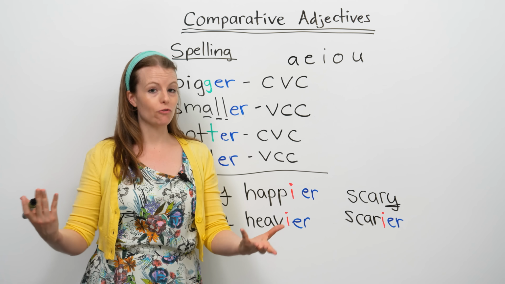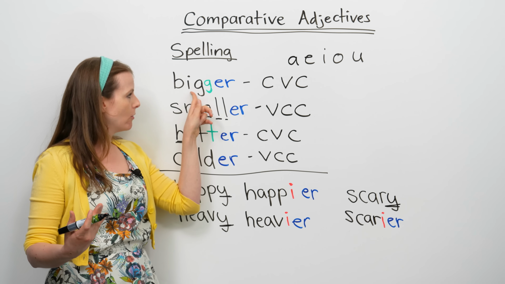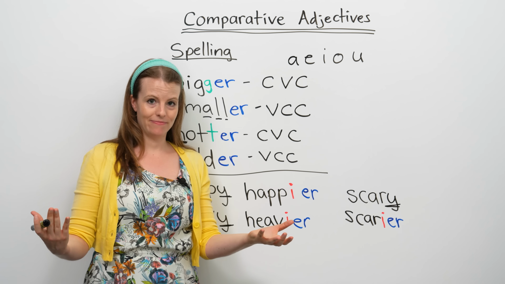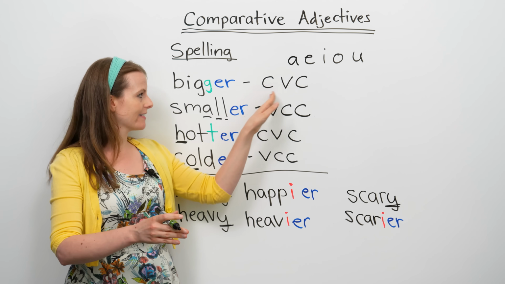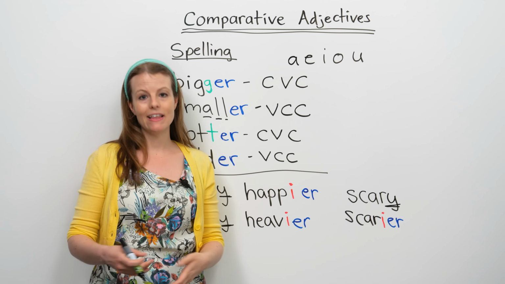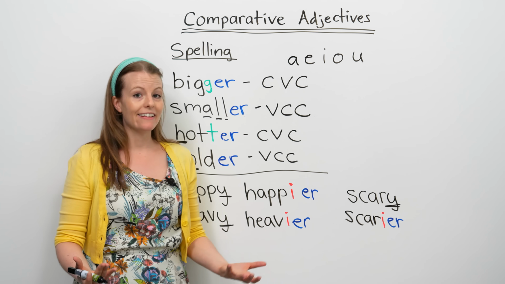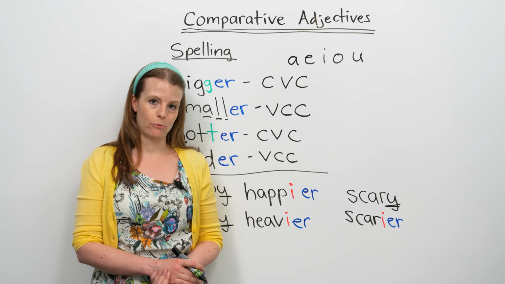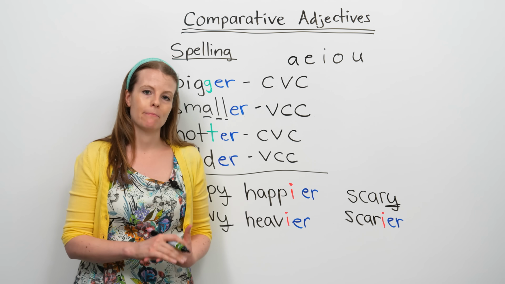Okay, so just to recap, when we have consonant, vowel, consonant, you need to double up the last letter. If you have something different than consonant, vowel, consonant, you do not need to add anything. Okay, and this might take a little bit of practice, and that's okay. We have a quiz that you can take at the end of this video where you can practice these skills some more. Let's look at one other spelling rule we have when we're talking about comparative adjectives.